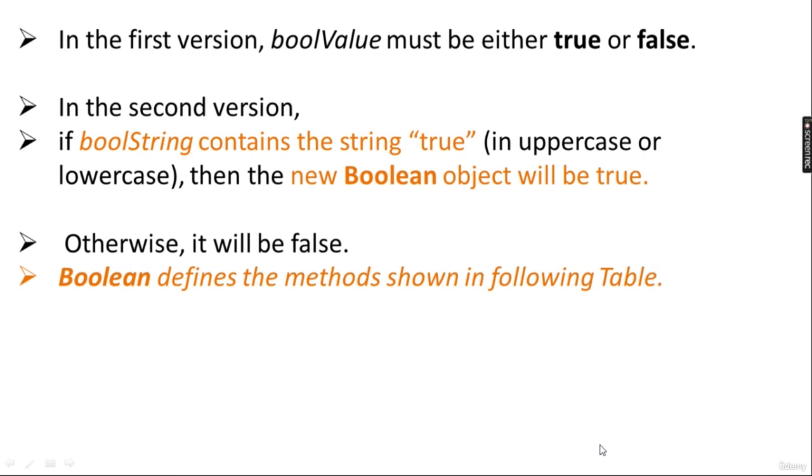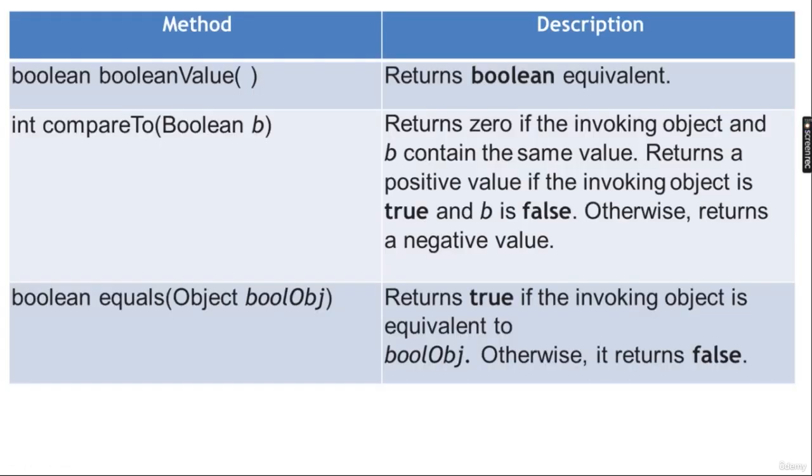The first version: the boolean value must be either true or false. Second version: if the boolean string contains the string true, in upper or lower case, then the new Boolean object will be true. Otherwise, it will be false. Boolean defines the methods shown now. booleanValue returns the boolean equivalent.